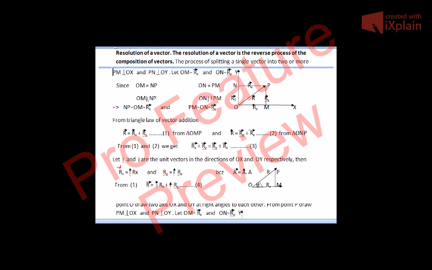Similarly, Ry is a vector. So this Ry will be equal to j Ry because I already showed you we have a relation vector A is equal to unit vector A into magnitude of A. From equation 1, R will be equal to i Rx plus j Ry.